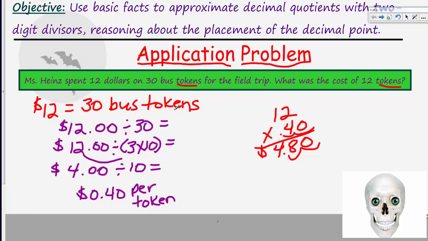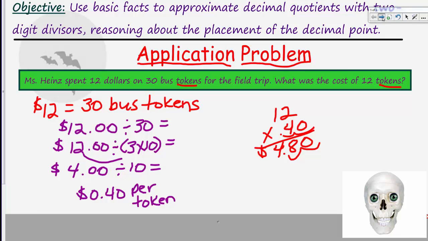Well, let's think about this for a second. For 30 bus tokens, it would be $12. So it would make sense that 15 of these bus tokens would be half. If half of 30 is 15, half of $12 is 6. So 15 bus tokens would be $6, and I have 12, which is a little bit less than 15, so that's less than $6. That answer seems very reasonable to me. One of the things we do with math all the time is check for reasonableness of answers. Okay, let's move on to the next page.